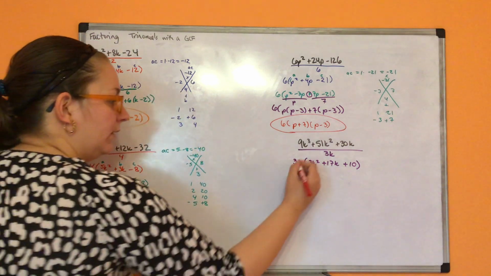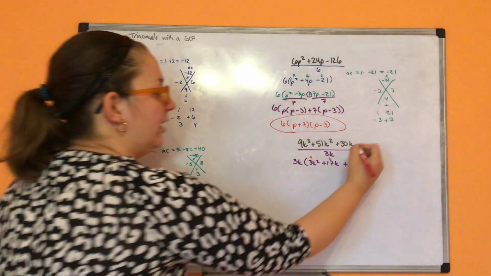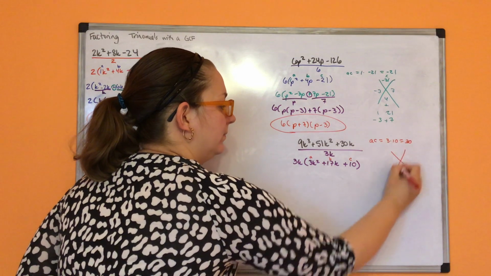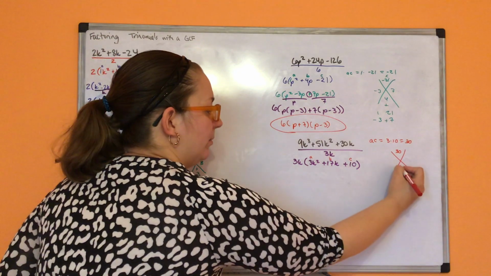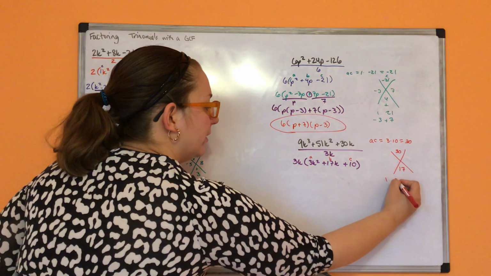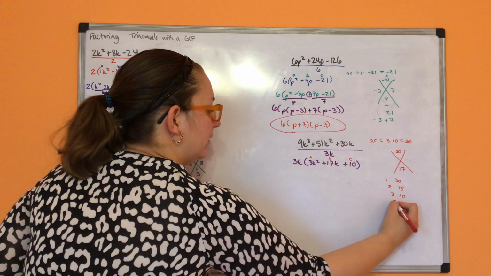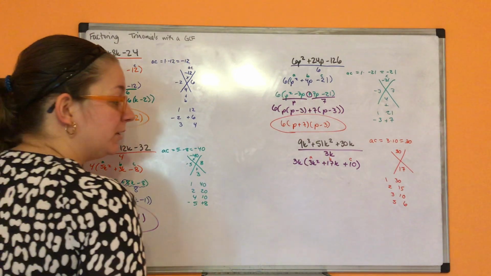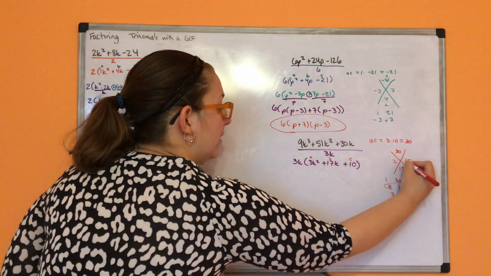So now, a is 3, b is 17, c is 10. That means that a times c is 3 times 10, which is 30. So I'm looking for numbers that multiply to 30, but add up to my b number, which is 17. To get to 30 by multiplying, I can do 1 times 30, 2 times 15, 3 times 10, or 5 times 6. Everything here is positive, so I'm looking for two positive numbers. So the only way I can get to that 17 is if I do positive 2 and positive 15.